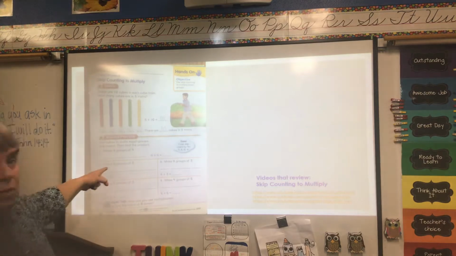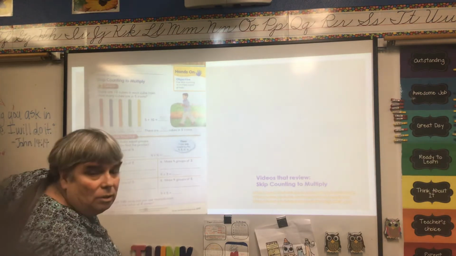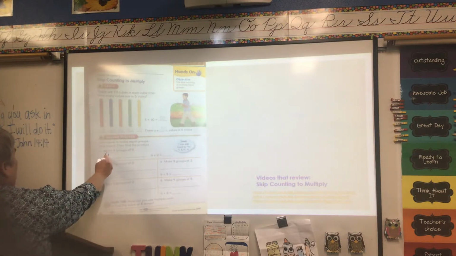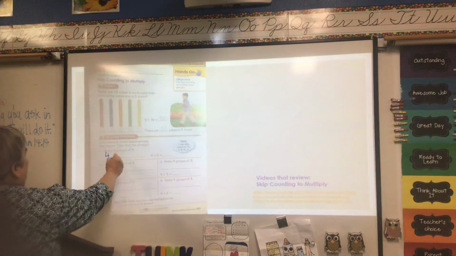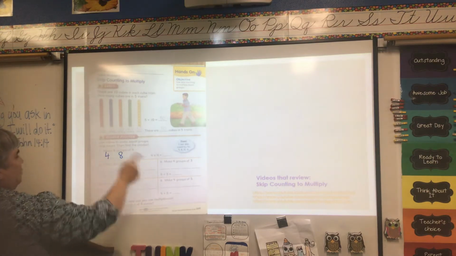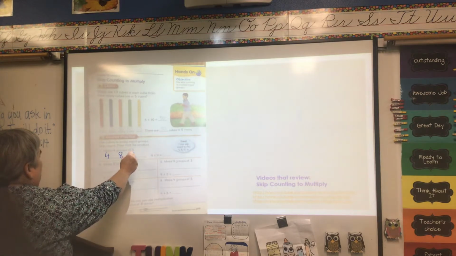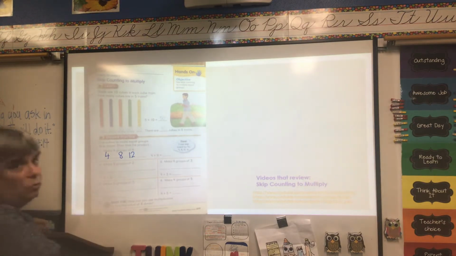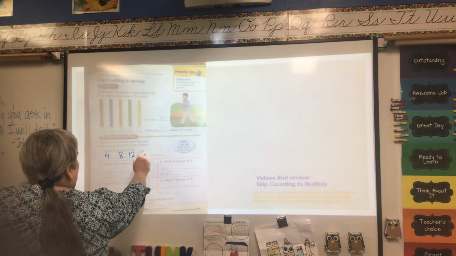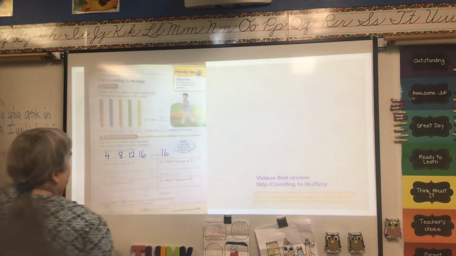So we're going to do the first one together, 4 groups of 4. So we're going to skip count by 4. So 4, and then 4 plus 4 is 8. And I'm going to take 8, and I'm going to add 4 to that, and that's 12. And 12 plus 4 is 16. So 4 times 4, the final answer is 16.